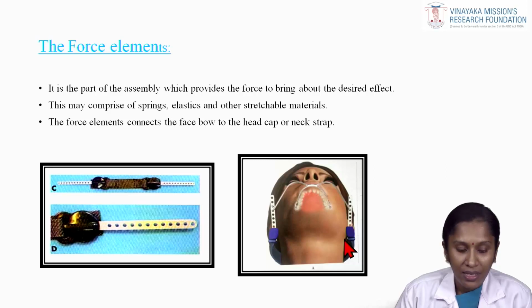Coming to the force elements, it is a part of the assembly which provides the force to bring about the desired effect. This may comprise of spring, elastic and other stretchable materials. The force elements connect the face bow to the head cap or neck strap.